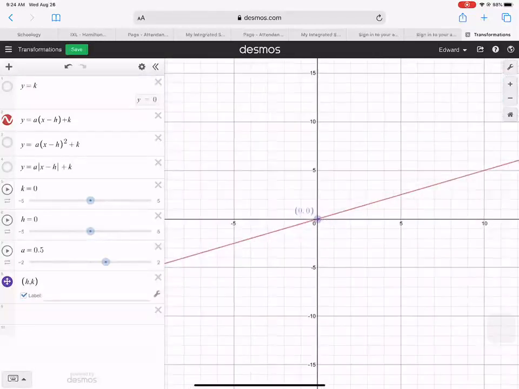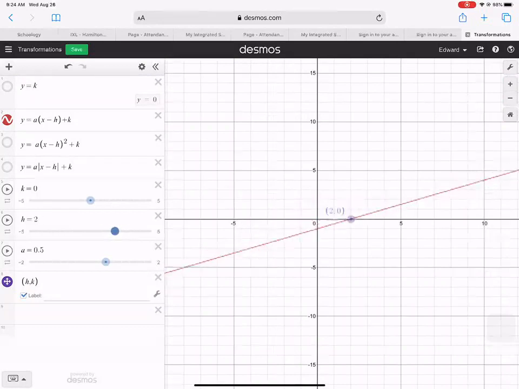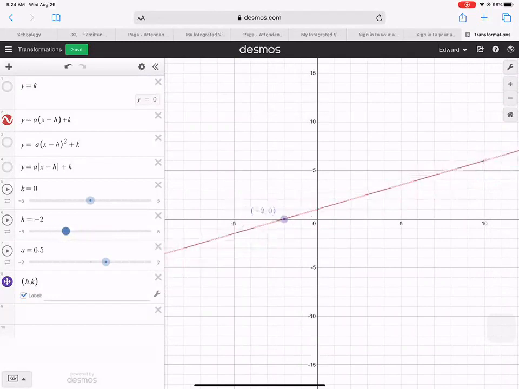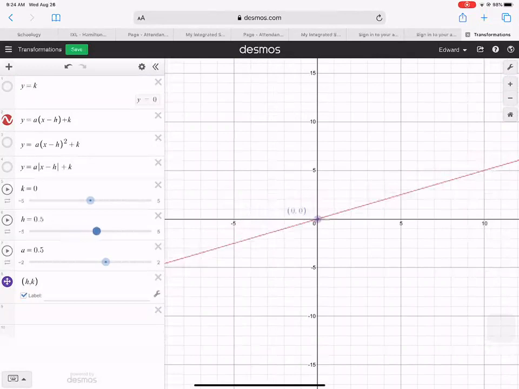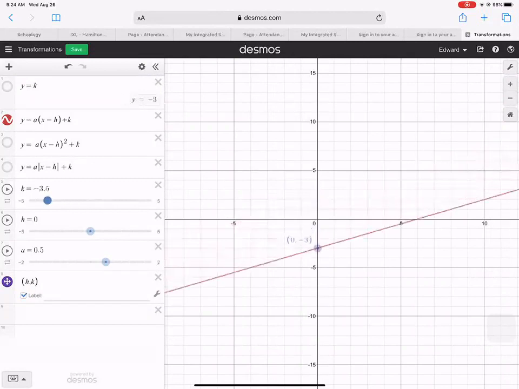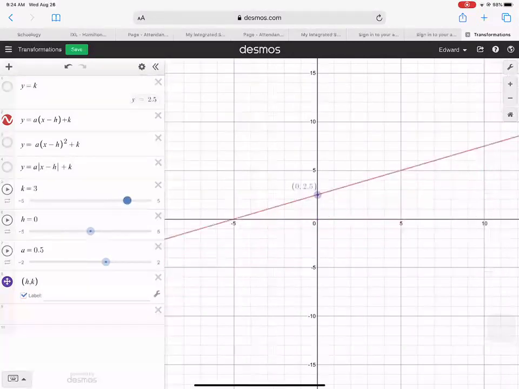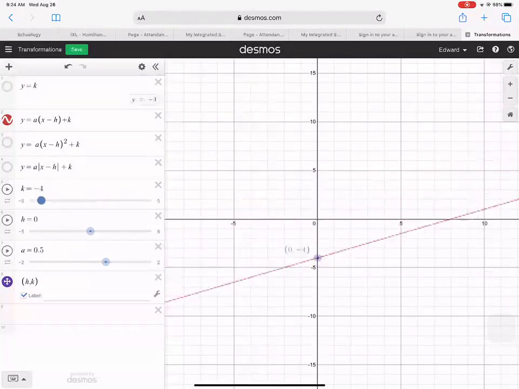So here's my line. If I move my h around left to right, see, it's the exact same line. The line is not growing or shrinking any differently. I'm just moving it from left to right. Let's follow up with the k value. If I'm moving my k, remember we called our k our vertical shift, that moves it up and down. It is the same line, just moving up and down.